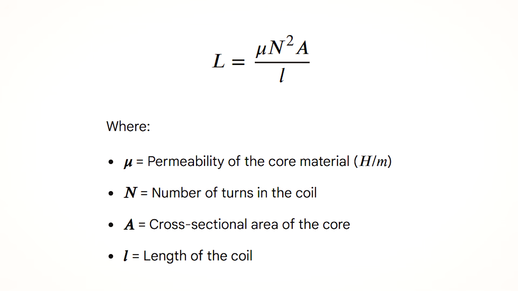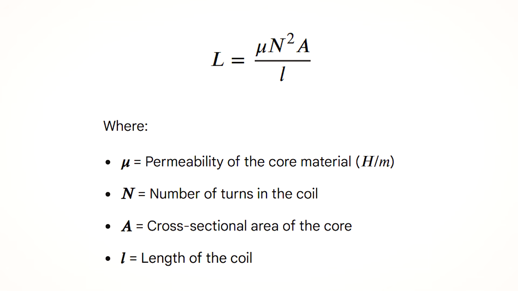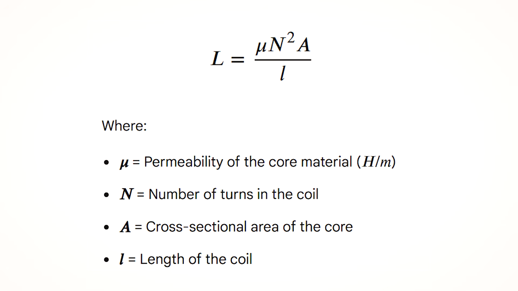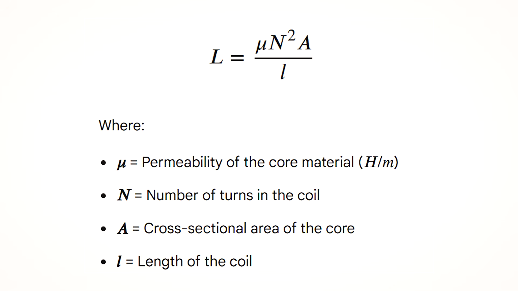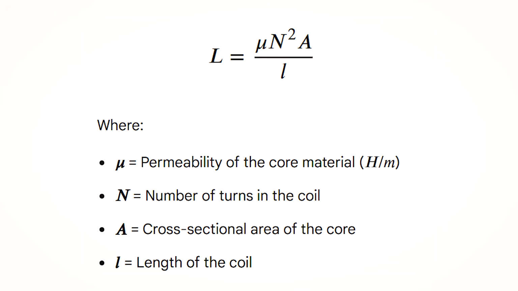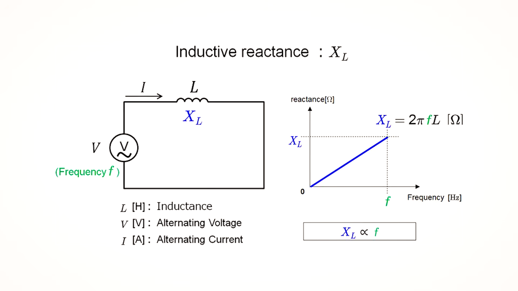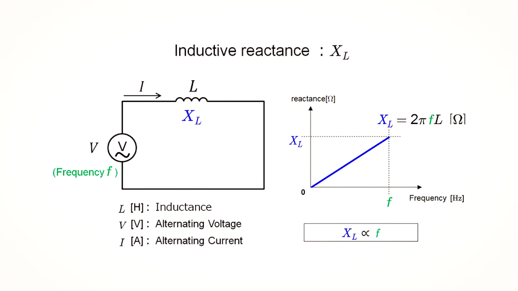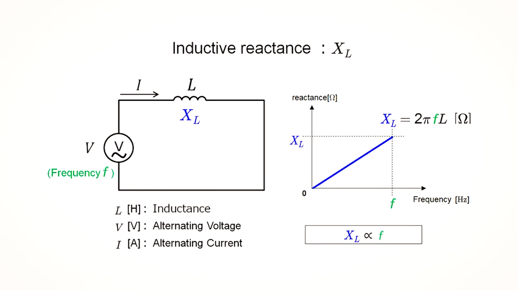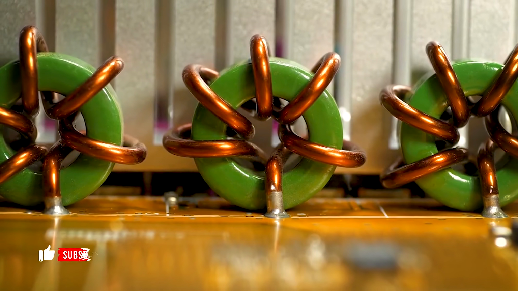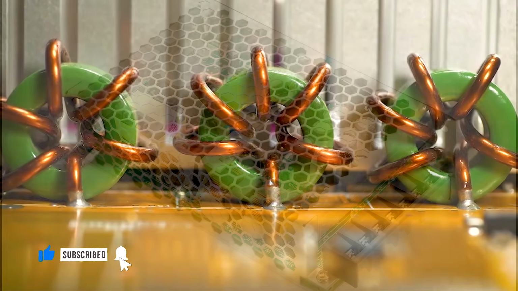That is why engineers carefully calculate inductance using the formula L equals mu N squared A divided by l, where mu represents permeability, N is number of turns, A is cross-sectional area, and l is magnetic path length. Inductors also introduce reactance in AC circuits, given by XL equals 2 pi f L, meaning higher frequency signals face higher opposition. That is why inductors block high-frequency noise while allowing low-frequency or DC components to pass.